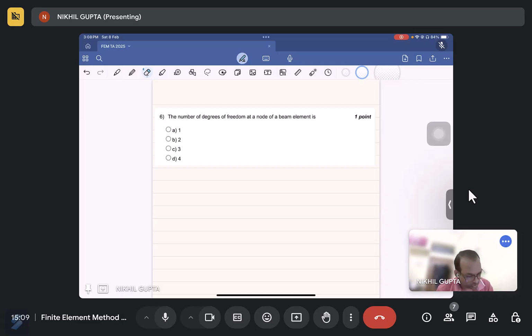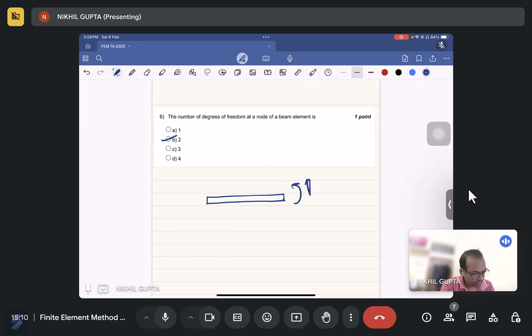Okay, so the answer is two. Can anyone tell me? It is the beam element. So what are these two? Beam degrees of freedom. Yes, one is the rotation and another one is in the vertical direction.